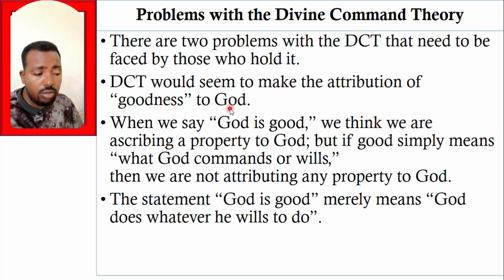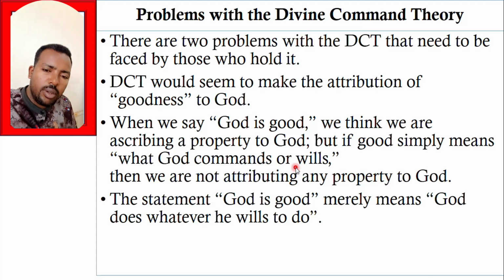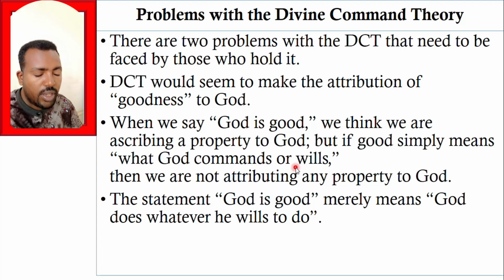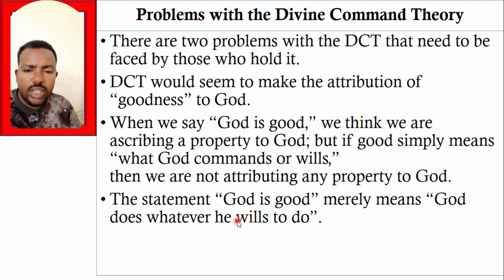When we say God is good, we think we are ascribing a property to God. But if good simply means what God commands or wills, then we are not attributing any property to God. So there is a confusion between attributing good to God and God to the good. So this is some controversy. The statement God is good merely means God does whatever he wills to do and does not pay attention to human interest.